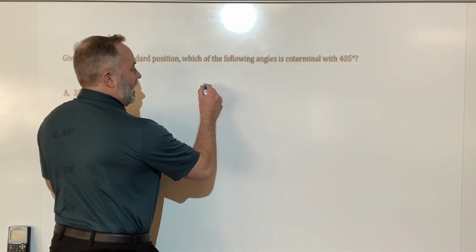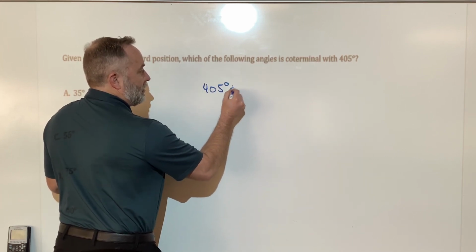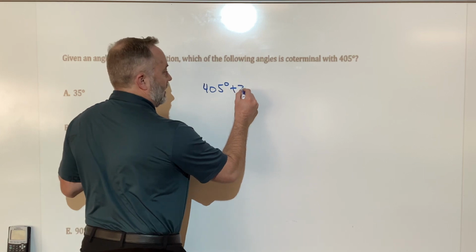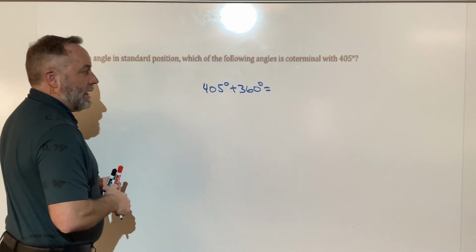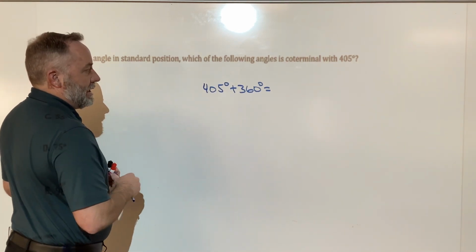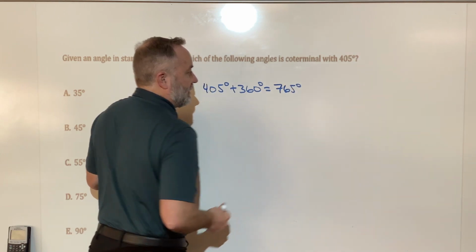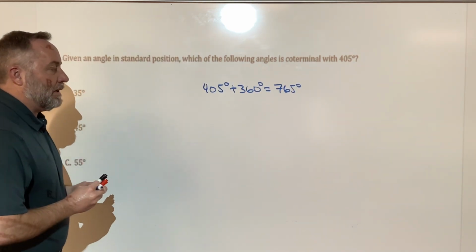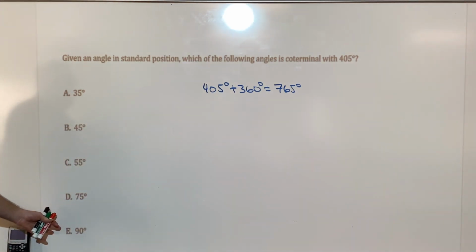We can just say, okay, if I'm at 405 degrees and I travel a full circle, which is 360 degrees, that should give me a coterminal angle with 405. And so 405 plus 360 would be 765 degrees. That would be a coterminal angle with 405 degrees. But if you look at that, that's not one of our options.